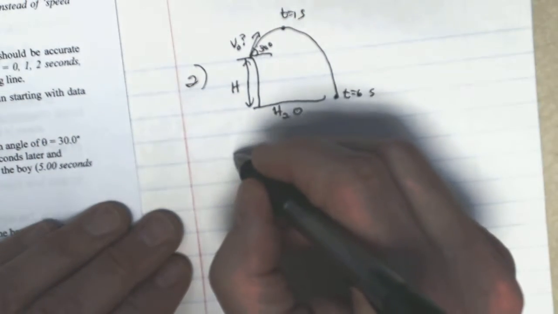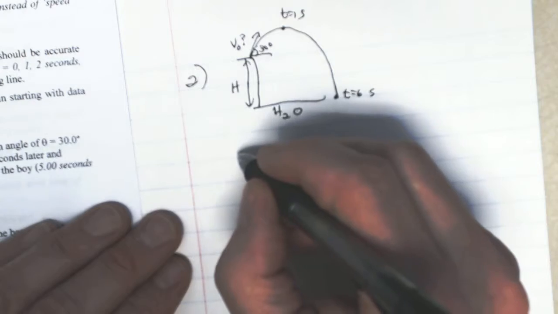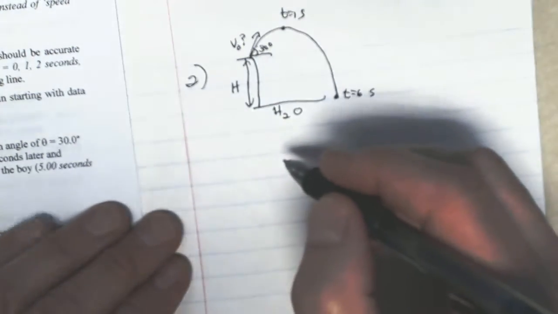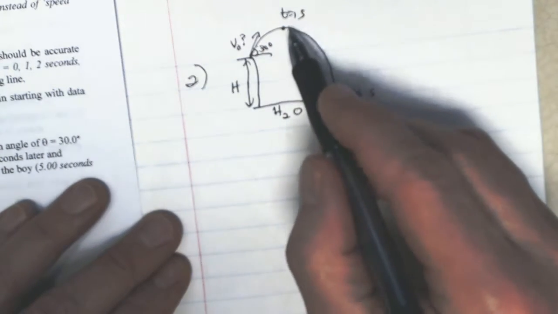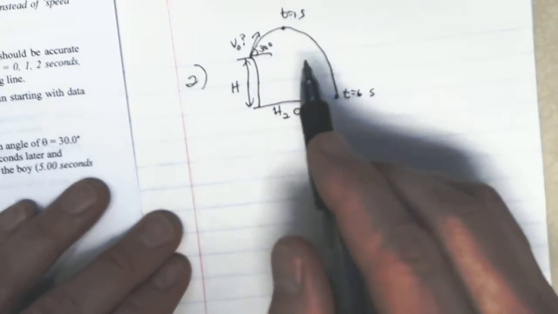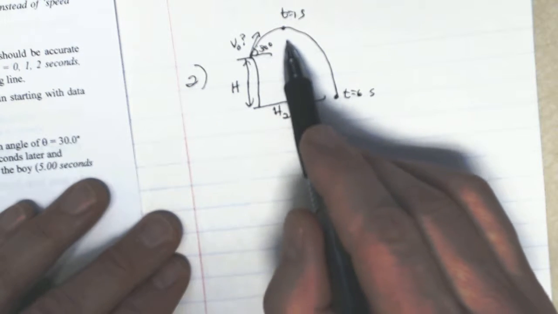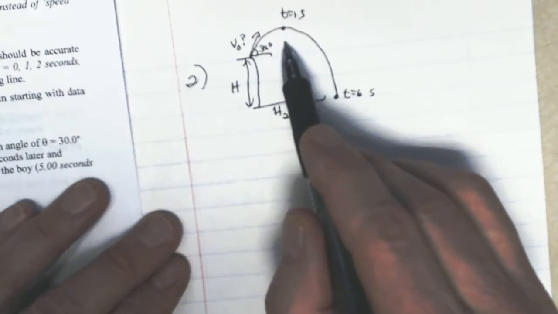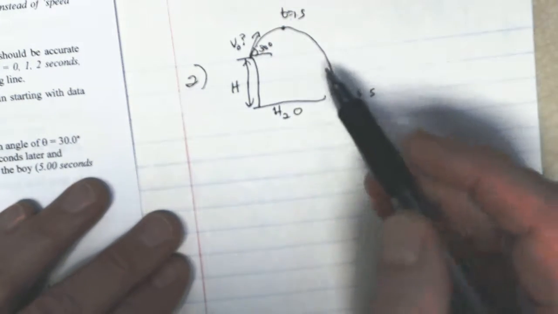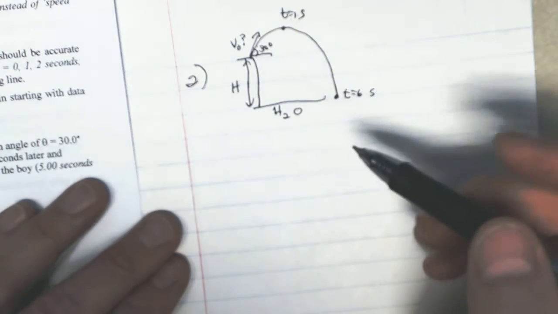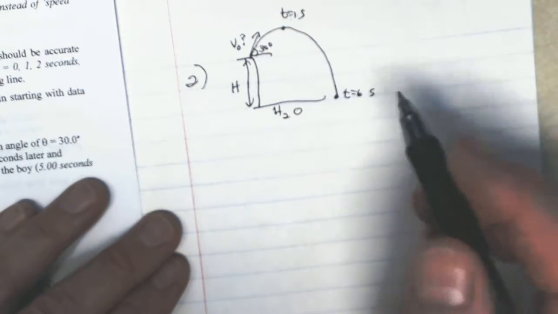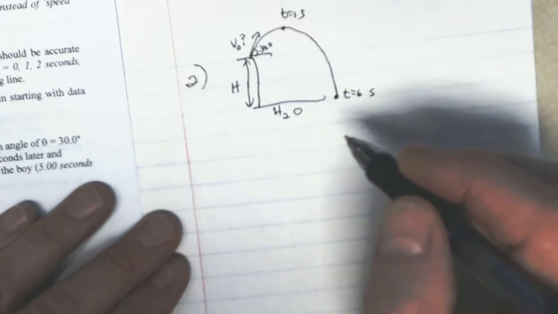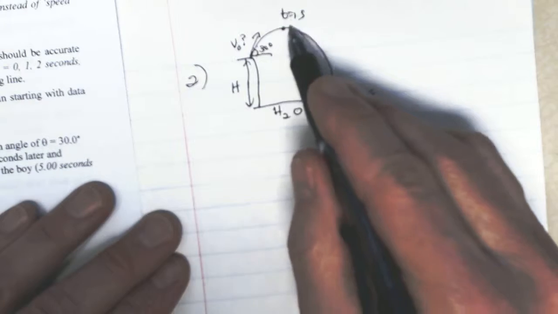And so the first question that I'm asked is, what is the speed of the rock when the boy threw it? How am I going to do this? Well, because I'm given the time it takes to the maximum height, and if I focus only on the vertical motion, that must tell me the initial component of the velocity in the y direction. You know how long it takes to reach its maximum, so you know its initial velocity.